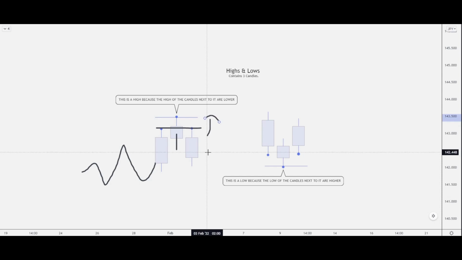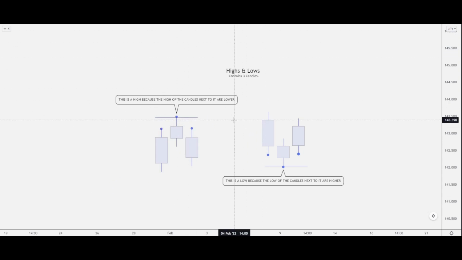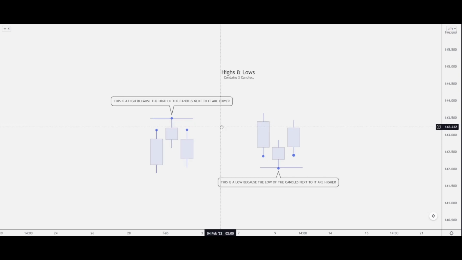Okay, so I'll show you some examples in a minute, but just understand that it contains 3 candles, and to form a high, it's because the high of the candles next to it are lower. Okay, so it could seem a little bit confusing at first, but the more you apply it, and when I show you some real life examples, it will start to click. Okay, now moving on to a low. This is a low because the lows of the candles next to it are higher.